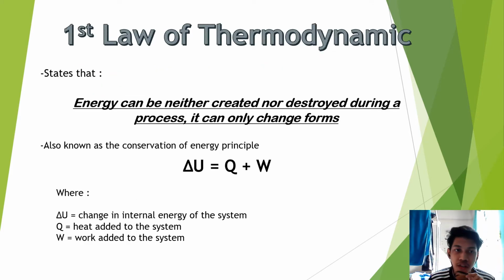The first law of thermodynamics states that energy can be neither created nor destroyed during a process, but it can only change its form. This law is also known as the conservation of energy principle. If you can see right here, this is the mathematical formula for this law, where delta U is the change in internal energy of the system, Q is the heat added to the system, and W is the work added to the system.